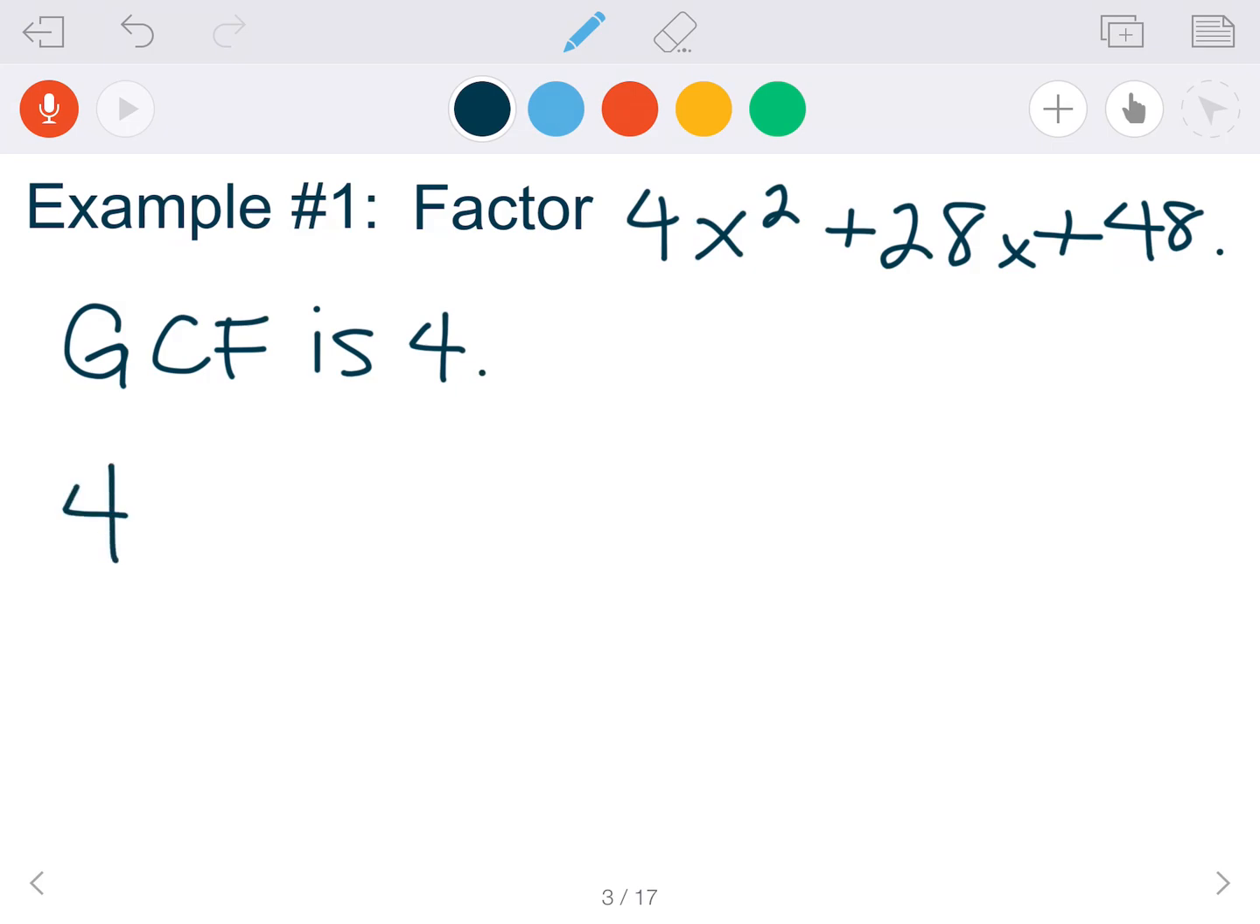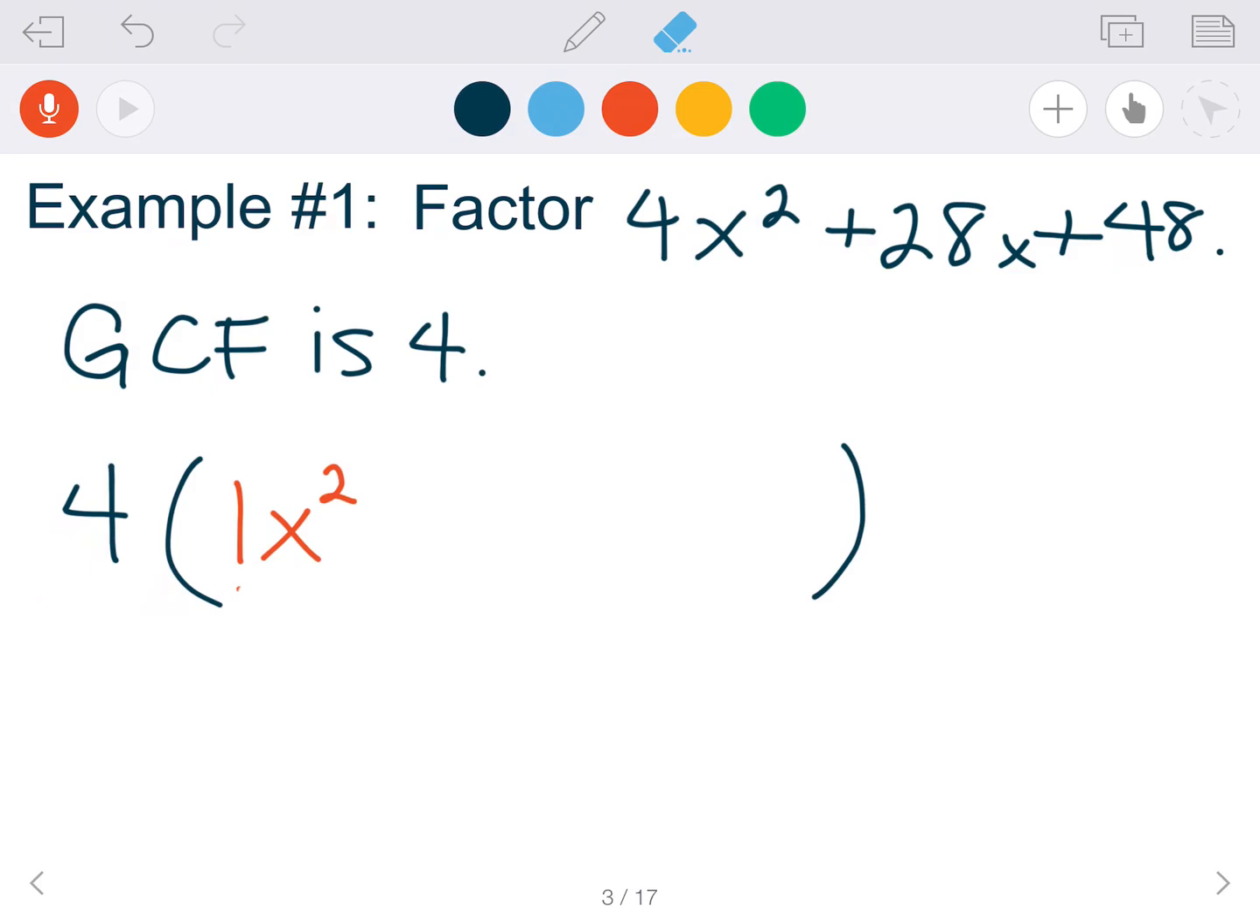So now we have 4 being pulled out of some expression here. So what are we going to put inside? Well, if we pulled a 4 out of 4x squared, what are we left with? In other words, 4 times what equals 4x squared? Yes, 1x squared. Let's check our math. 4 times 1x squared, that is 4x squared. So we know we did that correctly.